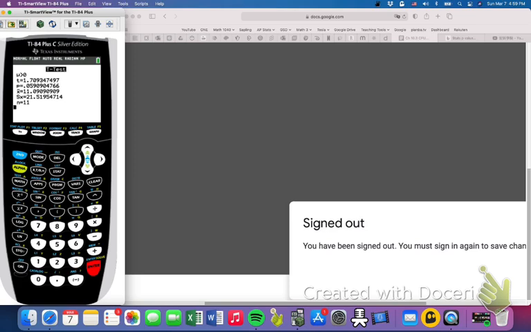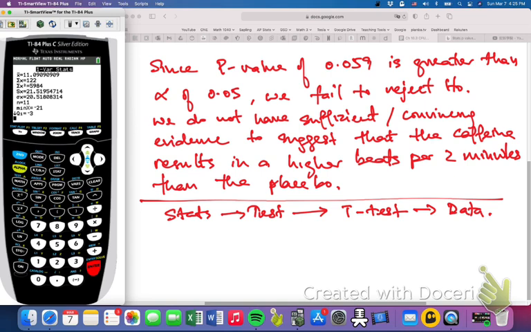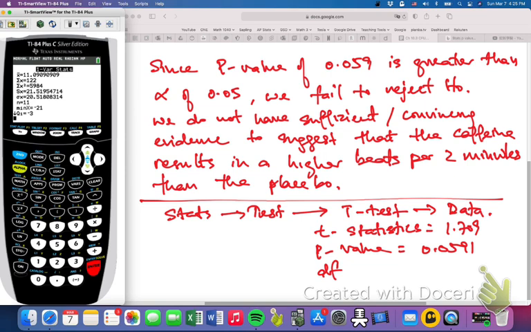Look at all those values. So let's scroll down and see if we actually have anything. Oh, okay, there's nothing there. Okay, so apparently everything is there. All right, so you need to make sure you put down the t statistic, which is 1.709, and the p-value is 0.0591. And we actually do not need to put the degrees of freedom. So those are the only two things we need when we're using a calculator.